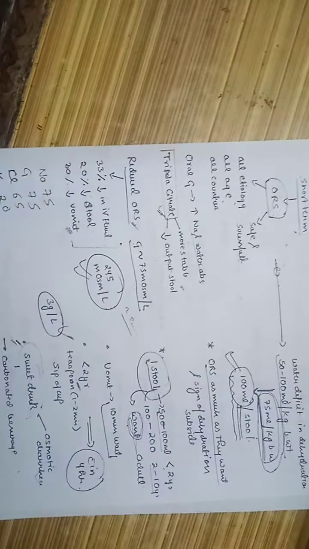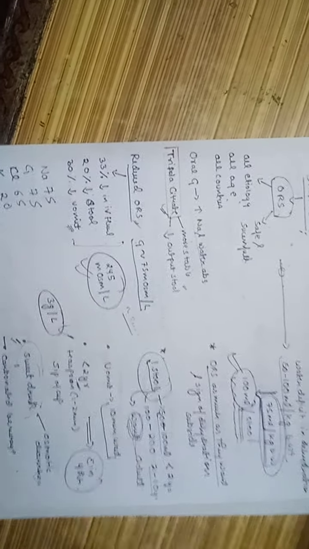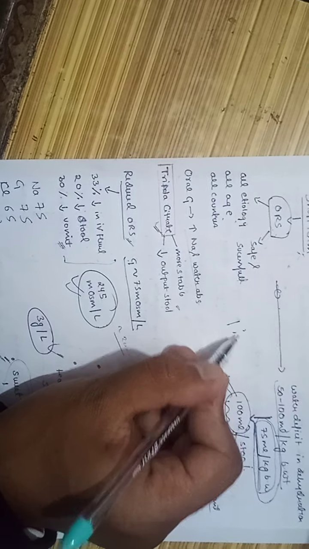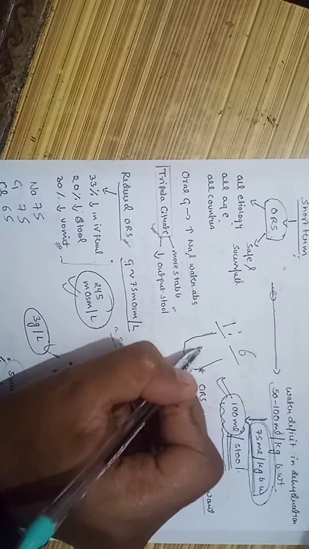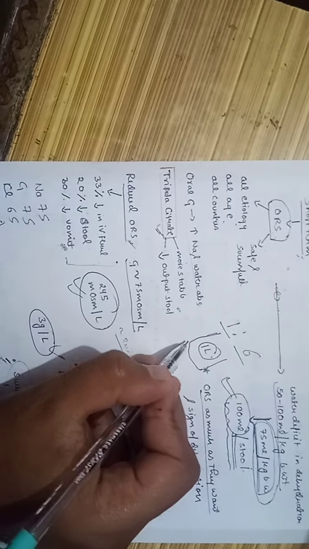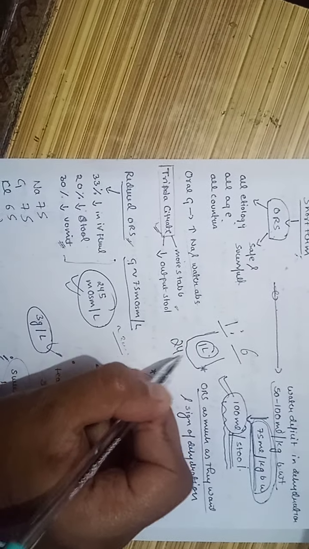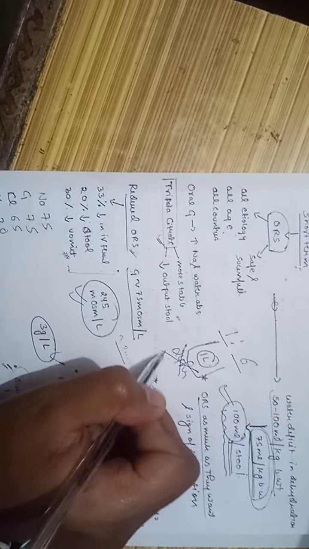Now there can be a homemade solution that can be made at home, in a ratio of 1 is to 6, 1 part of salt and 6 parts of sugar in 1 liter of water. Okay, and we should remember to consume it within 24 hours, and not to store it, and not to boil this solution after it is made.